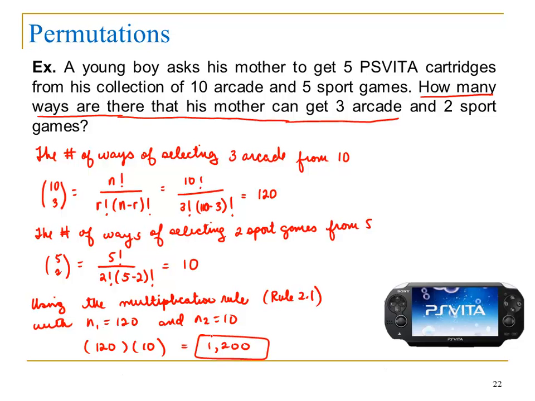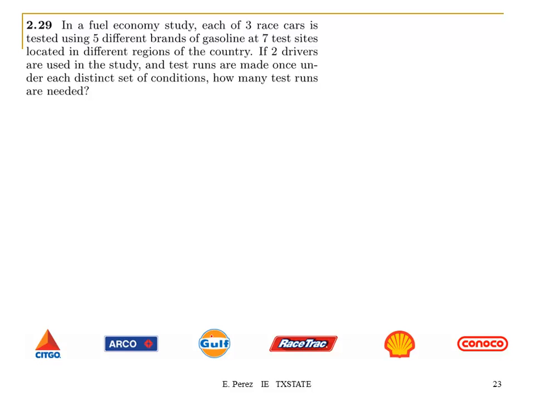Let's look at the next example. Can I go to the next slide? Okay. So this problem is a fuel economy study. Each of 3 race cars is tested using 5 different brands of gasoline at 7 test sites located in different regions of the country. If 2 drivers are used in the study and test runs are made once under each distinct set of conditions, how many test runs are needed?